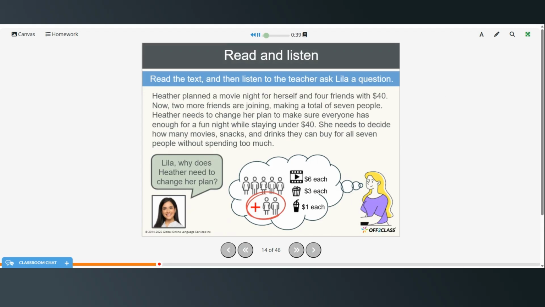Heather planned a movie night for herself and 4 friends with $40. Now, 2 more friends are joining, making a total of 7 people. Heather needs to change her plan to make sure everyone has enough for a fun night while staying under $40. She needs to decide how many movies, snacks, and drinks they can buy for all 7 people without spending too much.